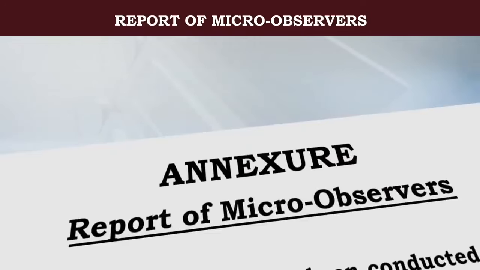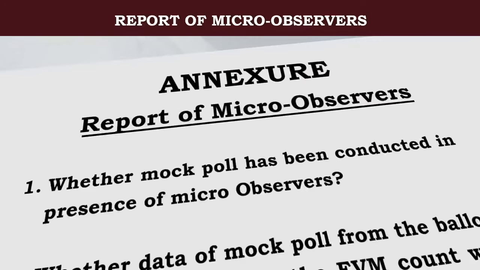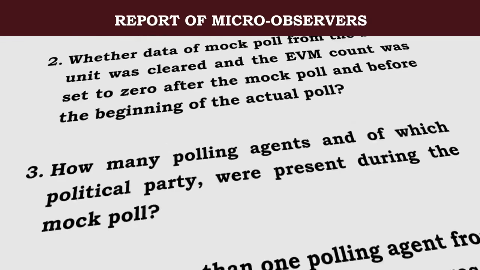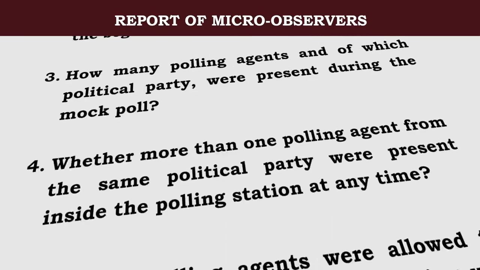Format for report of micro-observers. Whether mock poll has been conducted in presence of micro-observers. Whether data of mock poll from the ballot unit was cleared and the EVM count was set to 0 after the mock poll and before the beginning of the actual poll. How many polling agents and of which political party were present during the mock poll? Whether more than one polling agent from the same political party were present inside the polling station at any time.